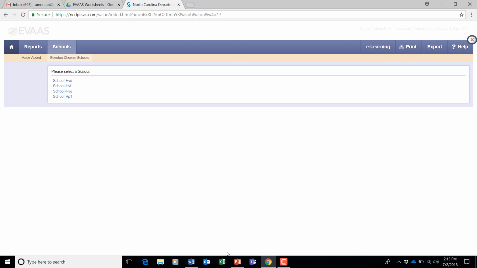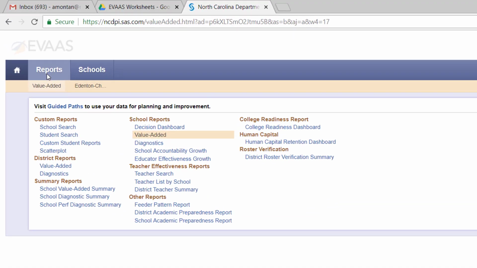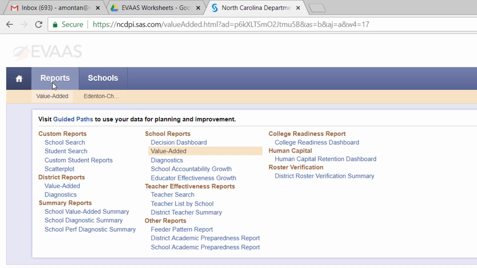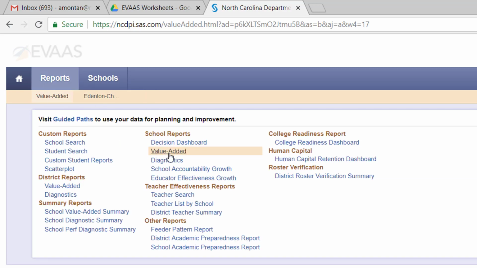So we will be looking at ways to support kindergarten through 12th grade using various reports in the EVAAS system. We're going to begin by just logging into EVAAS, and I have already done that, and I am on the Reports tab. Once you get to the Reports tab and you go to School Reports, we're going to first look at the Value Added report.